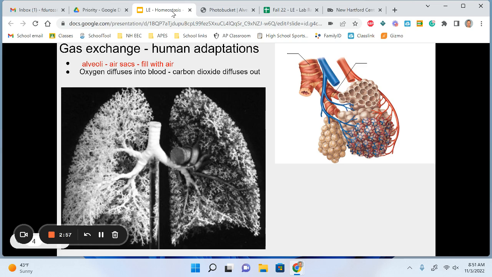The opposite happens for carbon dioxide. Our blood is carrying waste carbon dioxide from all parts of our body. And in these capillaries that are surrounding the air sacs, carbon dioxide from our blood diffuses into the air that they're filled with, and then we can exhale that carbon dioxide. So this process of diffusion that we just finished talking about is really important. It's how oxygen gets into our blood and how carbon dioxide gets out of our blood, just due to diffusion.